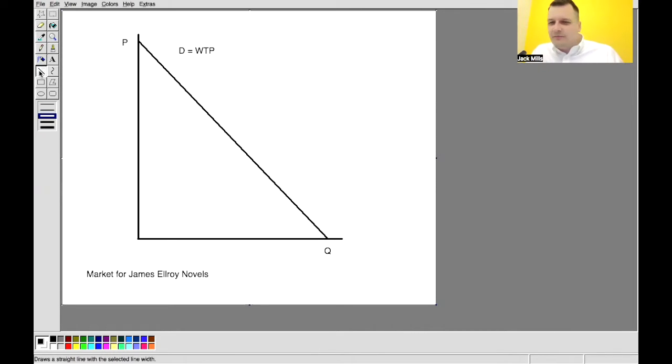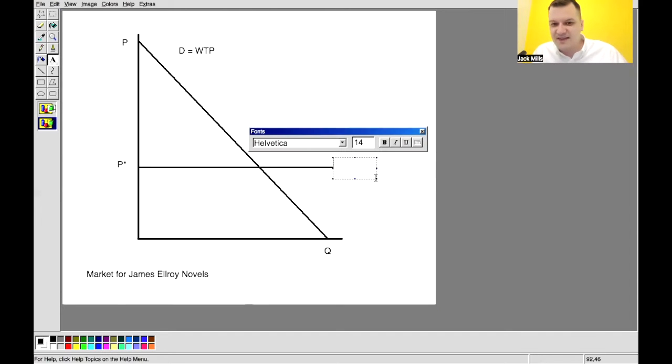They're willing to pay prices, cash, money, in exchange for quantities of stuff, like his great novel, L.A. Confidential, which I have not read. And then on the other hand, you've got prices. Maybe we'll just put a price right there, and I'm going to label this P star. And I'm going to remember that a price is something that you have to pay. In order to get anything, you have to pay for it.